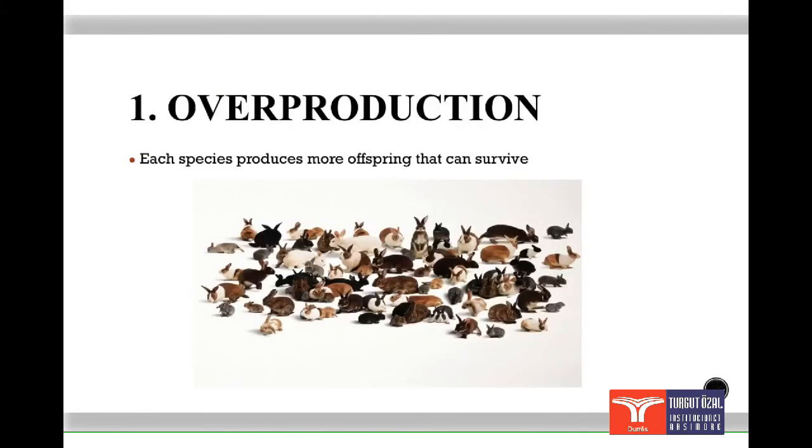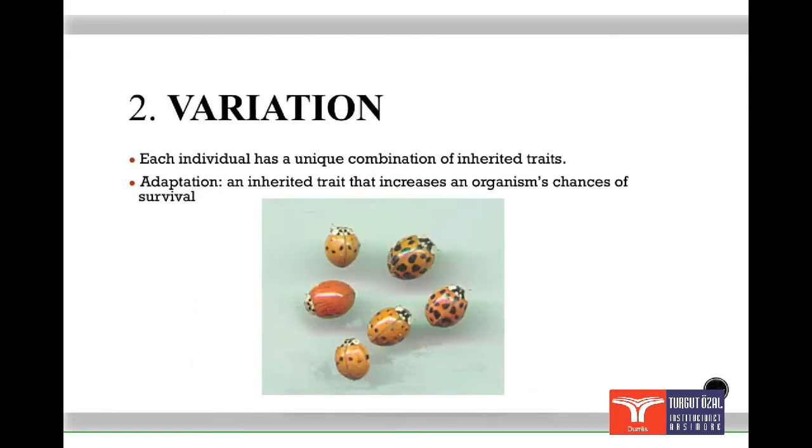What is overproduction? Each species produces more offspring than can survive, as you see in this picture. Variation is when each individual has a unique combination of inherited traits. Organisms will be adapted with the environment where they live. Also, adaptation is an inherited trait that increases an organism's chances of survival. As you see in this picture, the bugs are different by colors.